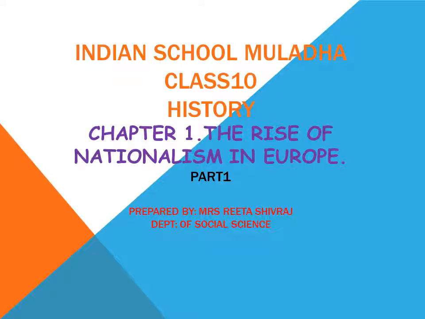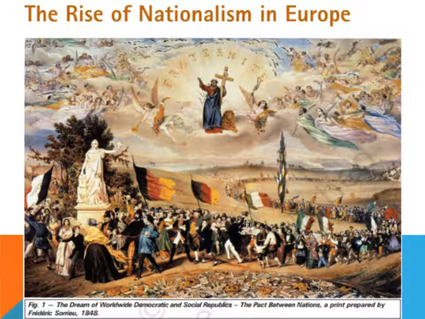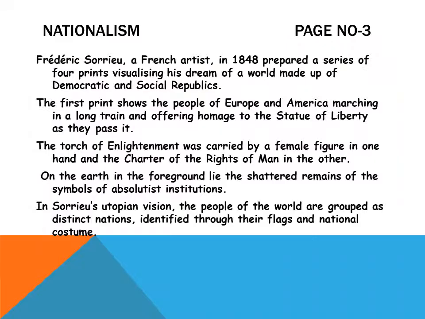Dear children, today we are going to learn a new lesson, Chapter 1, The Rise of Nationalism in Europe. This lesson begins with the painting of Frederick Sorrieu, The Dream of Worldwide Democratic and Social Republics. We are going to interpret the meaning of this painting in the next slide.